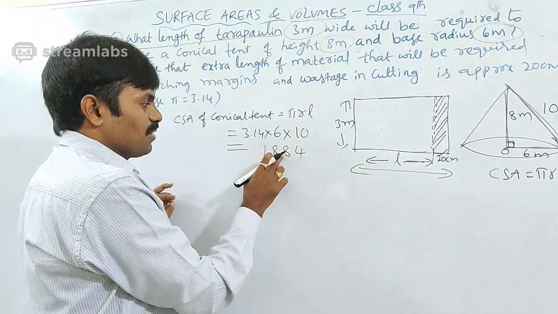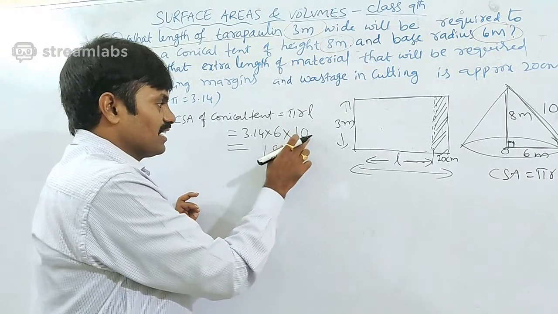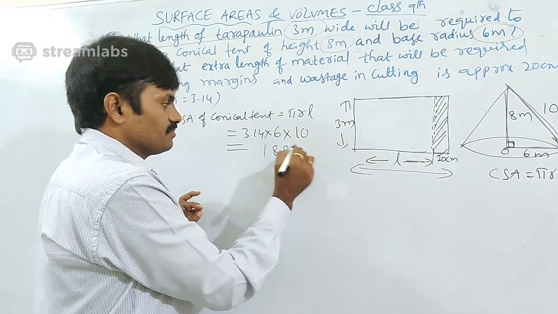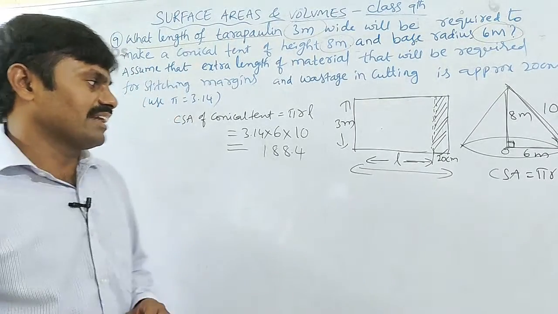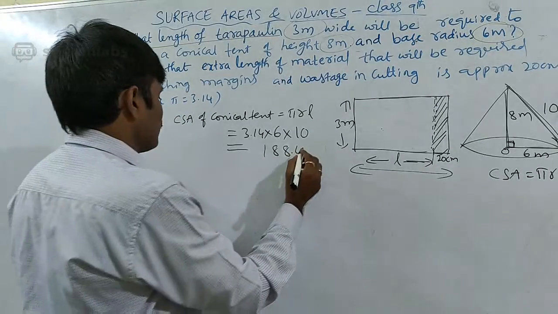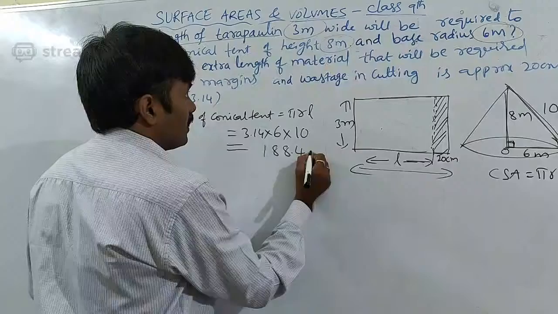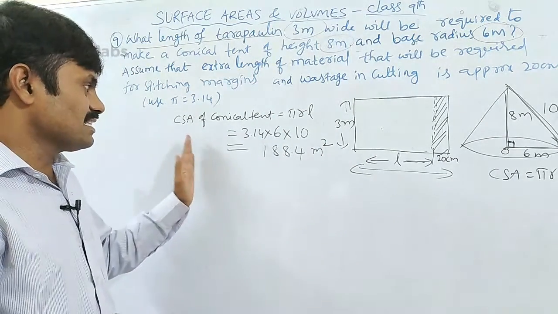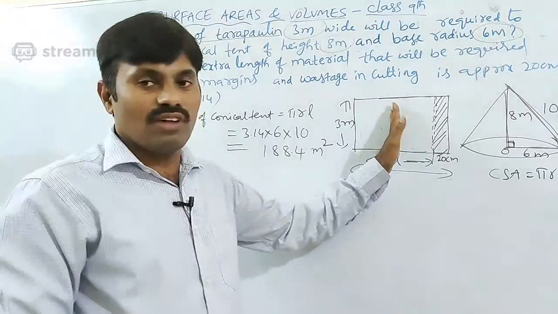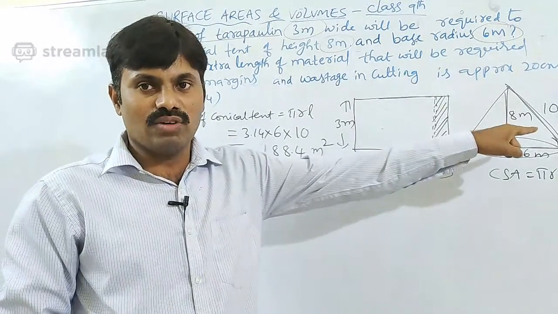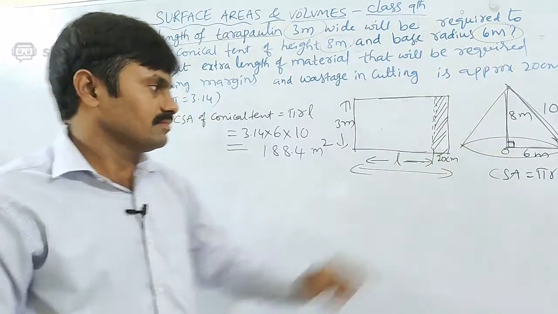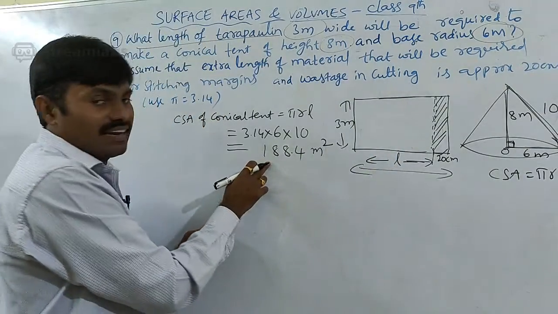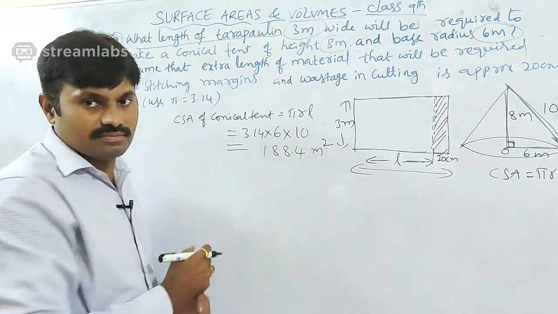So we get a decimal point here. But actually here 10 is there, so the decimal point comes here: 188.4. What is this 188.4? Meter square or centimeter square? Meter square. This is the area of cloth we used to make a conical tent. Whether I am correct or not. This area is nothing but 188.4 meters square. Okay.